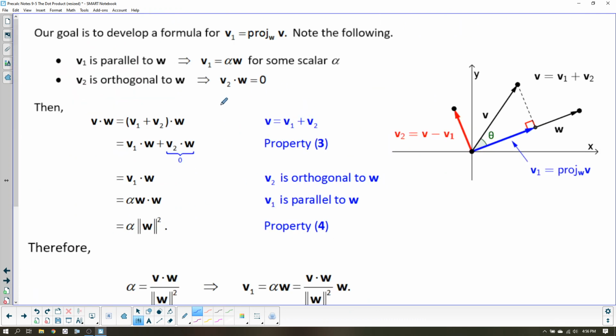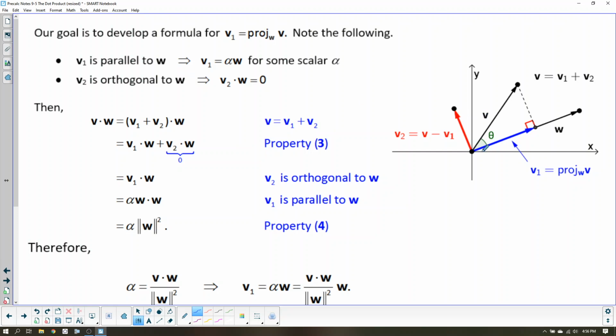Okay, so here's where we're going to come up with that formula. Before we get too far, let's remember some of the conditions. v1 was parallel to w. If these are parallel, that means v1 is a scalar multiple of w. Some number times w has to equal v1. So we're just going to call that scalar alpha. The other condition is that v2 has to be orthogonal to v1, which means v2 is also orthogonal to w.